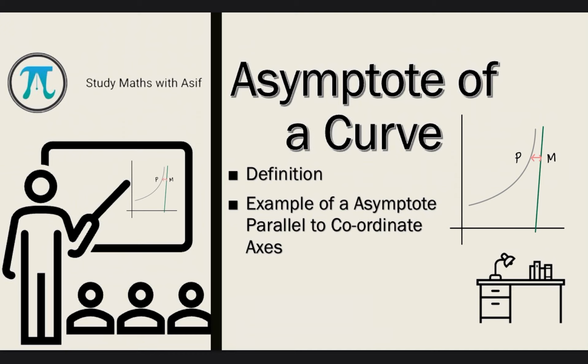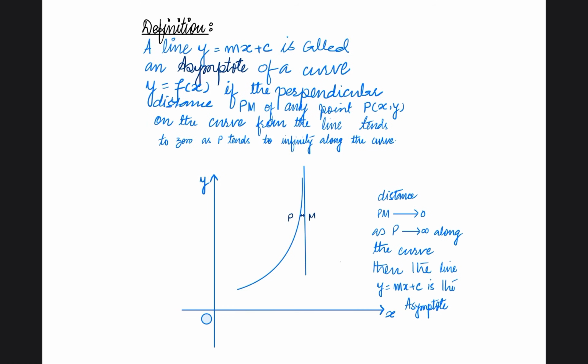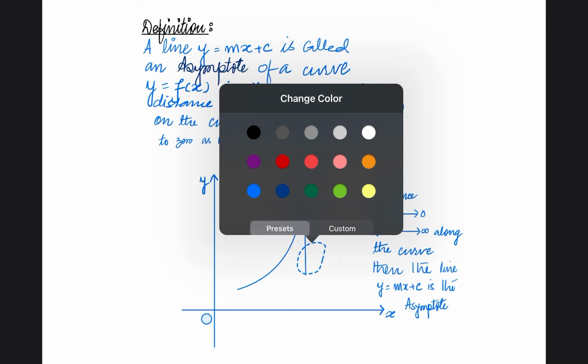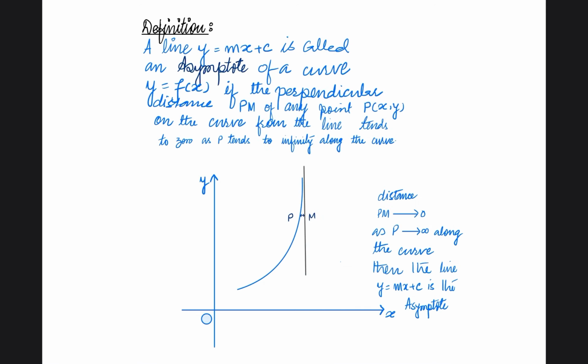So let's see the definition of the asymptote. First, you should keep in mind that an asymptote is a straight line. A straight line is called an asymptote to the curve. Suppose we have a curve y equals f(x). This straight line is called an asymptote to this curve, where we write the equation of the straight line as y equals mx plus c.